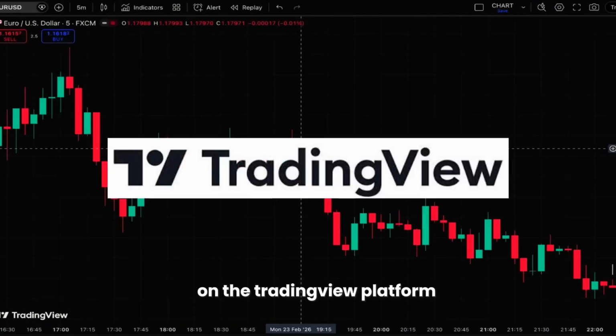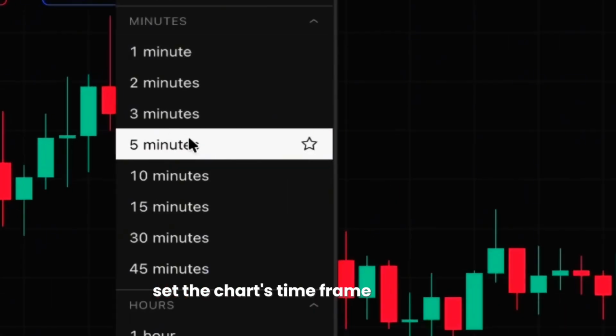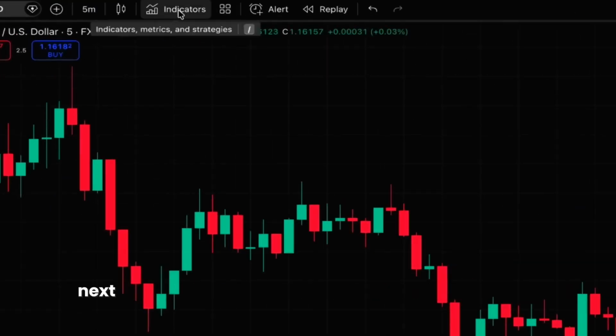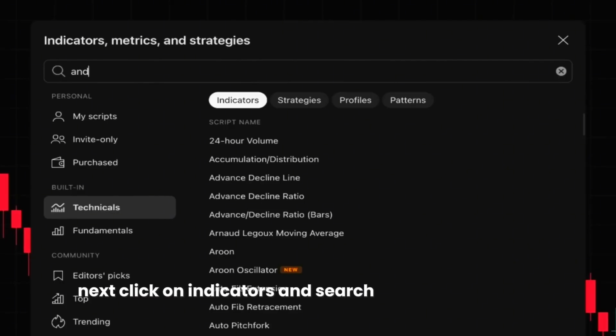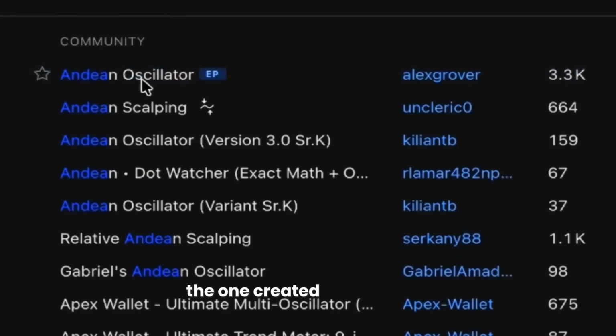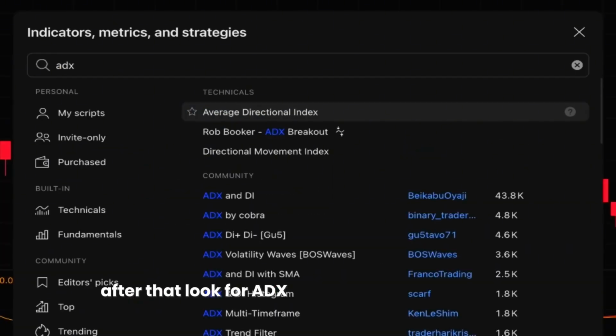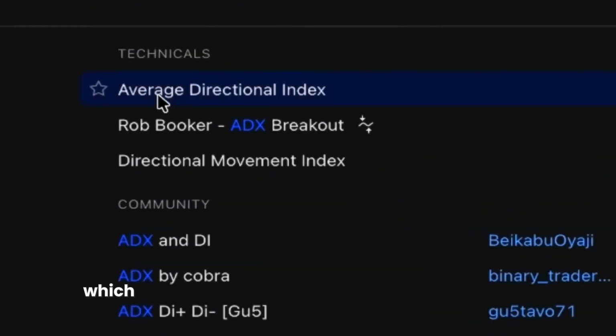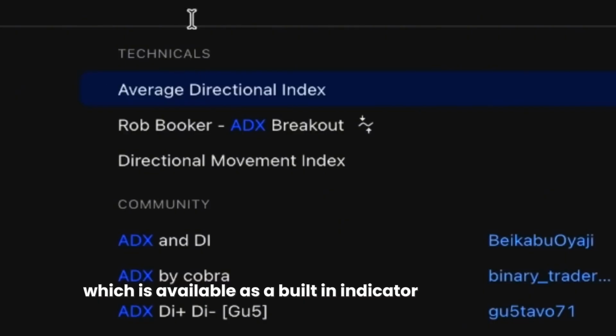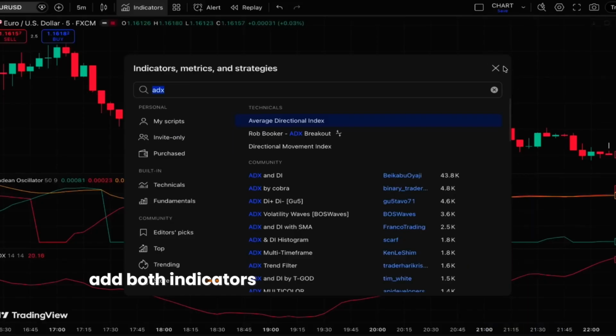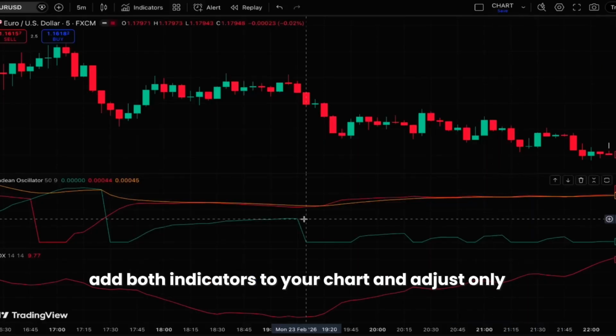On the TradingView platform, set the chart's time frame to 5 minutes. Next, click on Indicators and search for Andean Oscillator, the one created by Alex Grover. After that, look for ADX, or Average Directional Index, which is available as a built-in indicator on TradingView. Add both indicators to your chart and adjust only one setting.